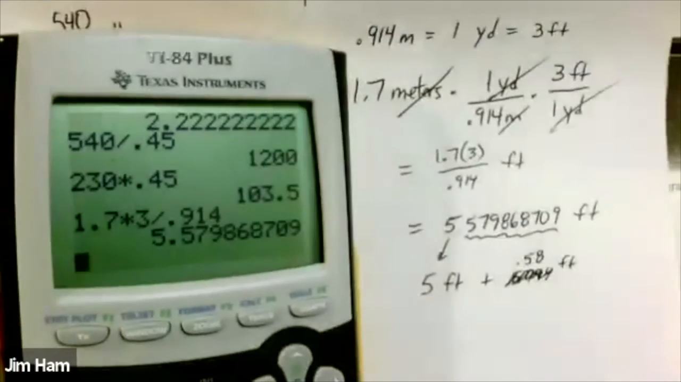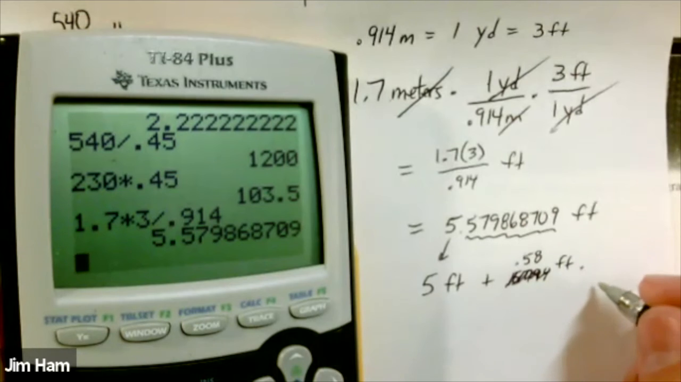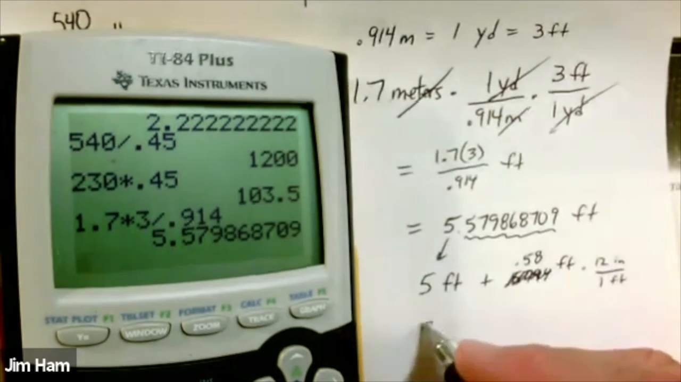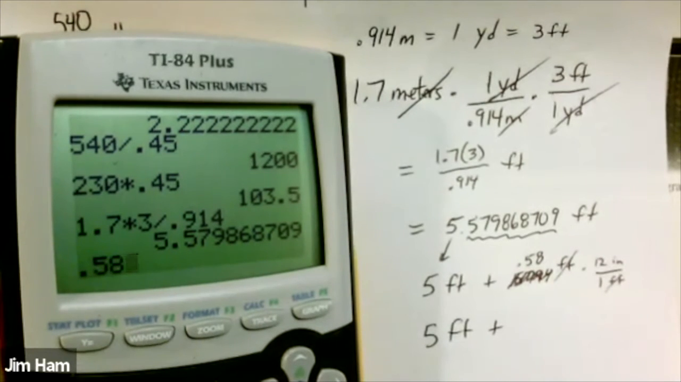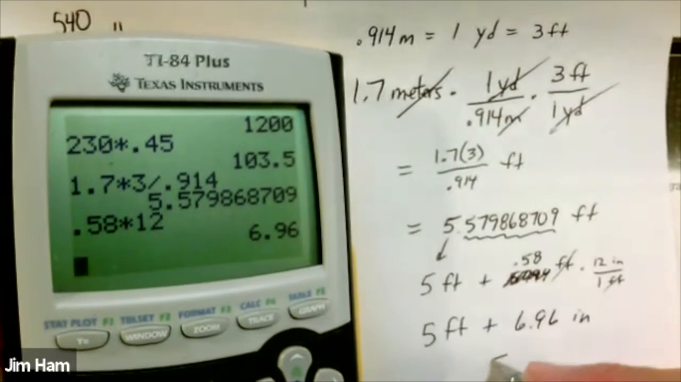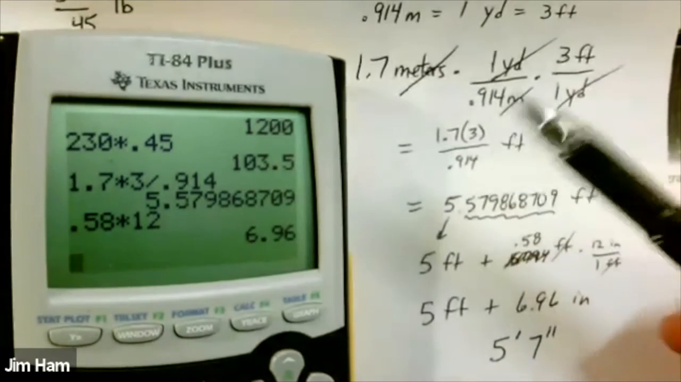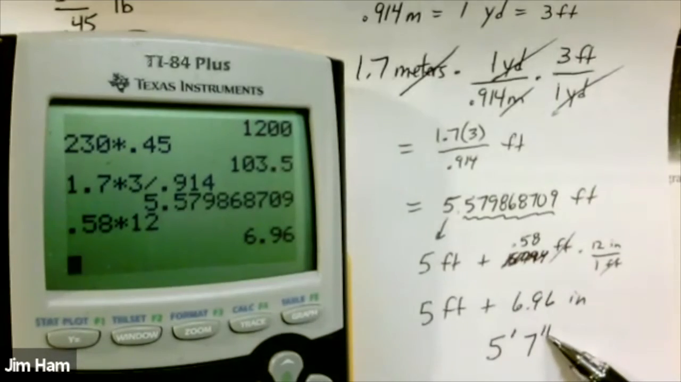So we have to convert 0.58 feet to inches. We know that there are 12 inches in 1 foot. So we have 5 feet, and then the feet will cancel here. We have 0.58 times 12, 6.96 inches. So we're going to call it 5 feet, 7 inches tall. So someone who says that they're 1.7 meters works out to 5 feet, 7 inches.